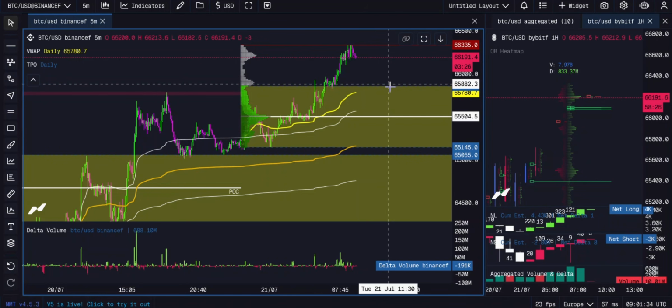So that's all I have for you guys today. Looking at BTC at the moment, really want to hold the 65.8 for a continuation up. A test of the VWAP would be good. It would be nice and healthy for a continuation up. Okay, that's all I have for you guys.